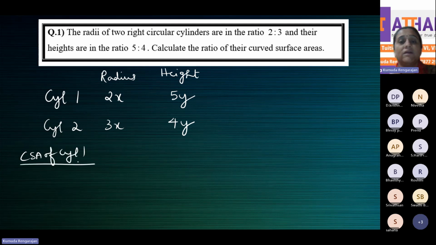Whenever we have to find a ratio, don't find the curved surface areas separately. Not only in this situation, whenever we have to find ratio, whenever we have to compare 2 things, don't find their actual values, directly find the ratio.